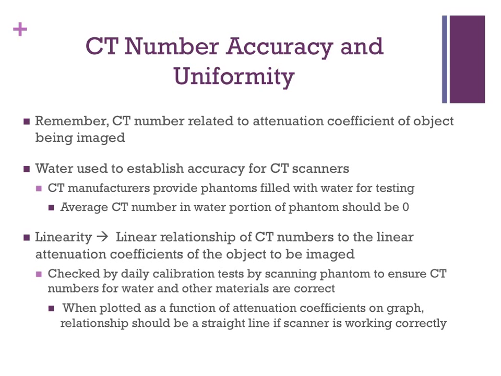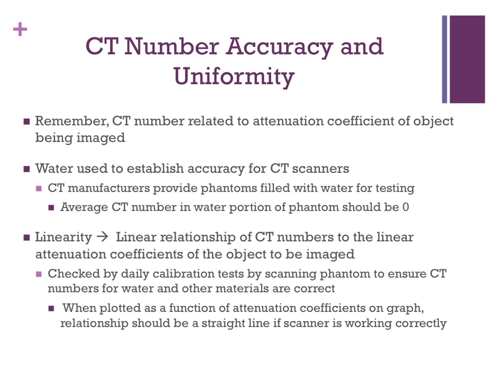Linearity is another important parameter in CT image quality. Linearity is the linear relationship of CT numbers to the linear attenuation coefficients of the object to be imaged. This is checked by daily calibration tests when a phantom is scanned to make sure the CT numbers for water and other known materials are correct. If you want to see specifically what kind of other materials, there is a table in your book. It's table 9.1 that lays them out.